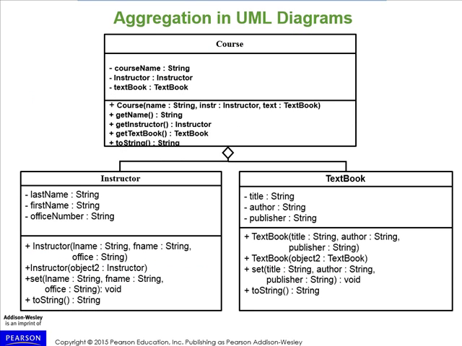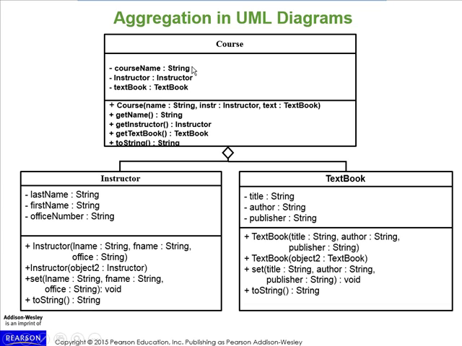So what you're saying is, instructors teach courses. Textbooks are used for courses. So when we look at the stuff that's in here, we've got an instructor, and you see all the instructor stuff. The instructor has a last name, a first name, and an office hour. They have 2 constructors. They have a set method, etc. And then you can see very similar types of thing for a textbook.